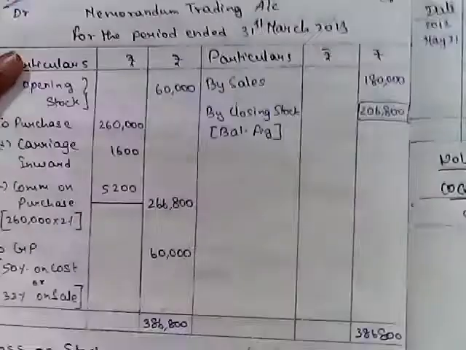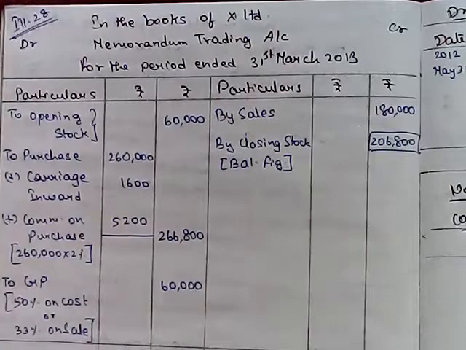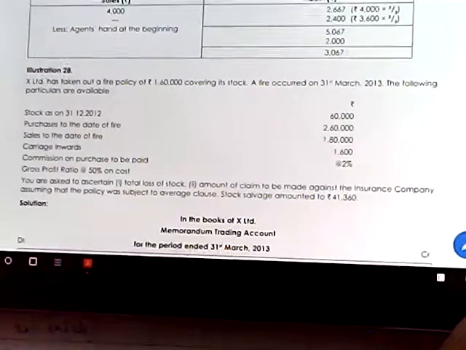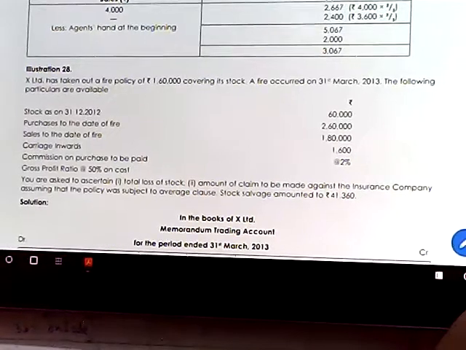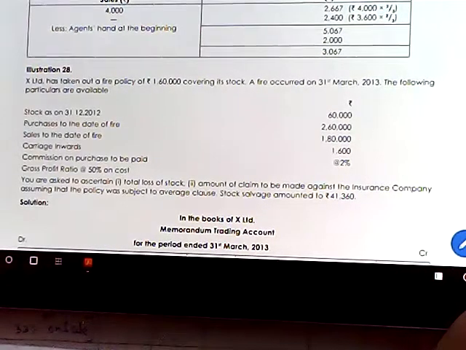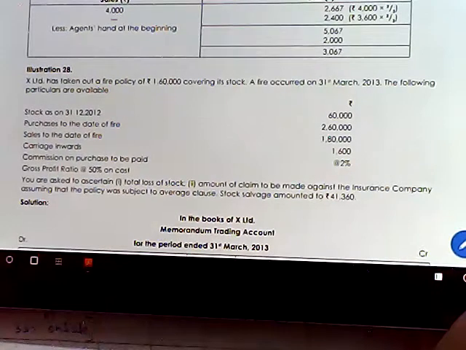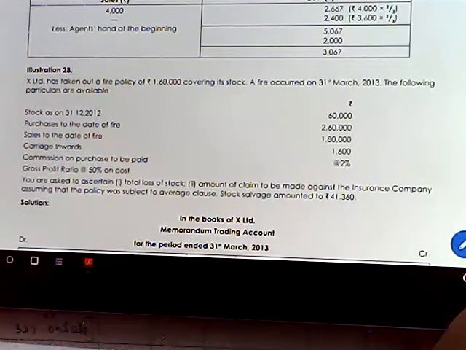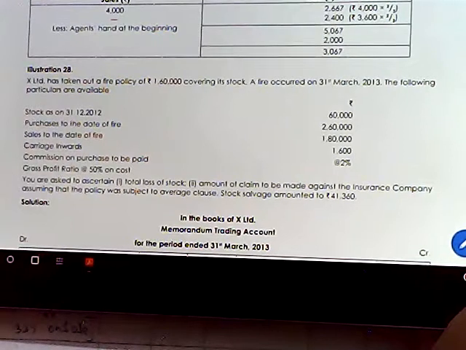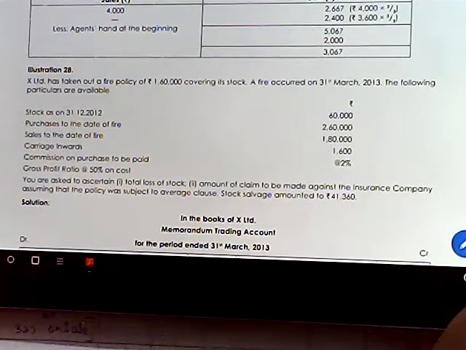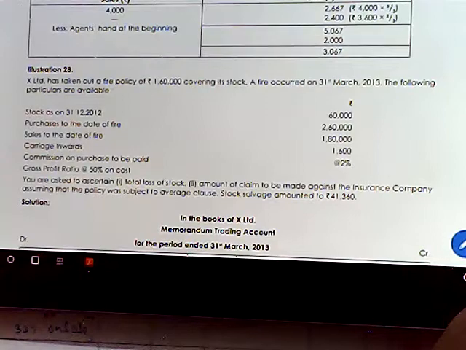Now next, moving on to illustration number 28. So let's read the question first. X Limited has taken out a fire policy of 1,60,000 covering its stock. A fire occurred on 31st March 2013. The following particulars are available. Stock as on 31/12/2012 60,000. Purchases to the date of fire 2,60,000.